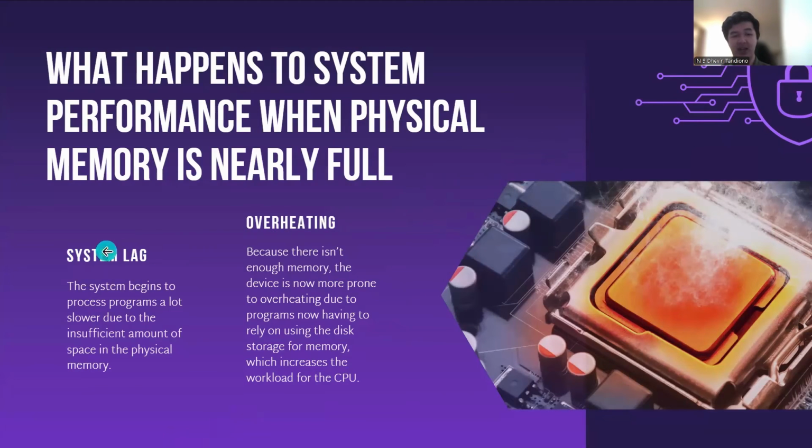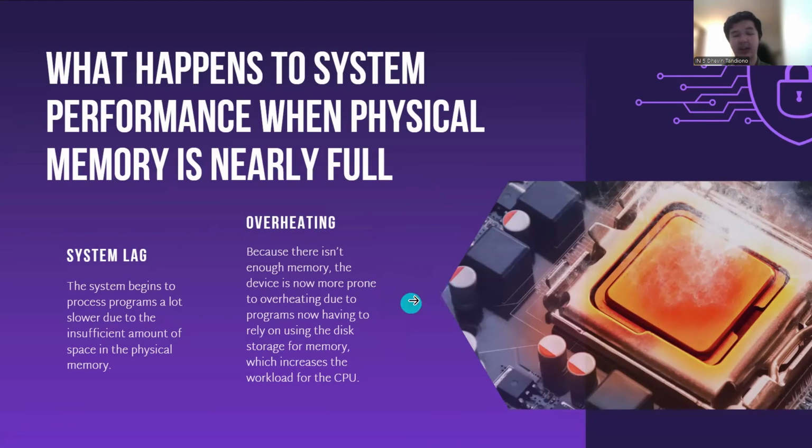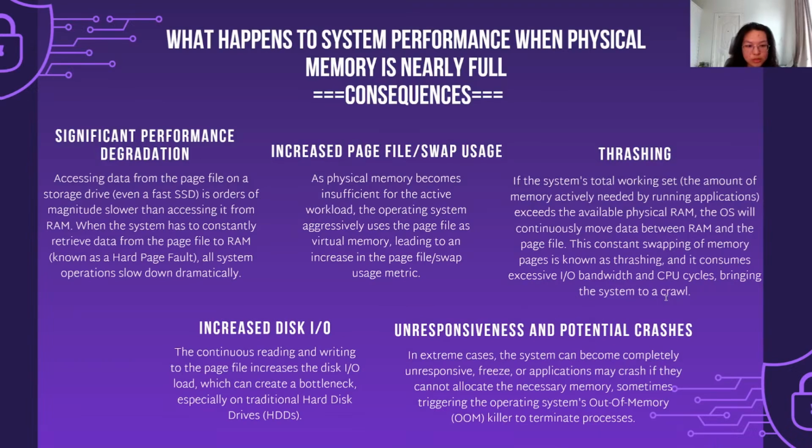So what happens to system performance when the physical memory is nearly full? First, you notice that your system begins to slow down, which is a lag due to the insufficient amount of space in the physical memory. Afterwards, your system will begin overheating because the programs now have to rely on disk storage for memory, which will increase the workload for the CPU, which will then cause overheating. So these are the consequences of what will happen to system performance when the physical memory is nearly full.